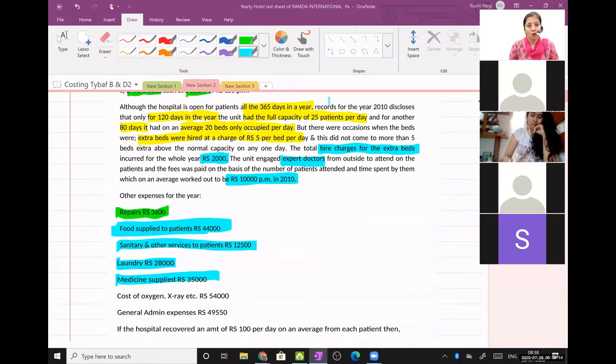Is that clear? So if anybody takes my opinion, the most appropriate answer for cost of oxygen and X-ray is fixed cost, because these are the things which the hospital should have by default. X-ray machines, oxygen cylinders, by default they should have. Okay, clear? Fixed. But I understood what you guys thought. You thought the oxygen will be used according to the number of patients who come to the hospital. But no, they are talking about the cost of oxygen, that is, the oxygen cylinders.